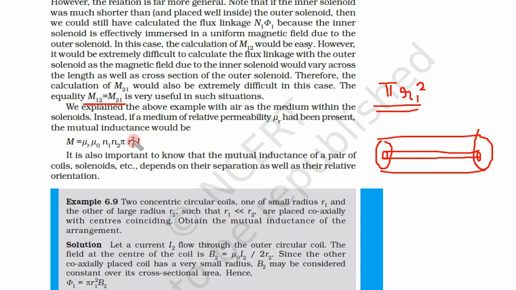And when we insert some other kind of material instead of air or vacuum, we get mutual inductance equal to mu r mu naught n1 n2 pi r1 square times l, where r1 is the radius of the small coil and l is the length. So this is what we get. Now let us see one example.